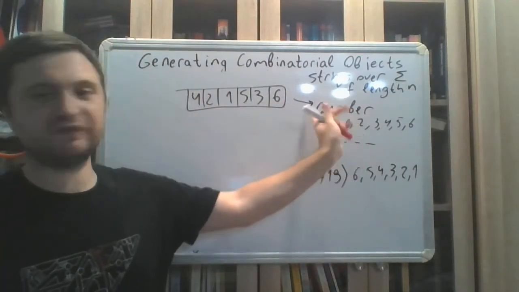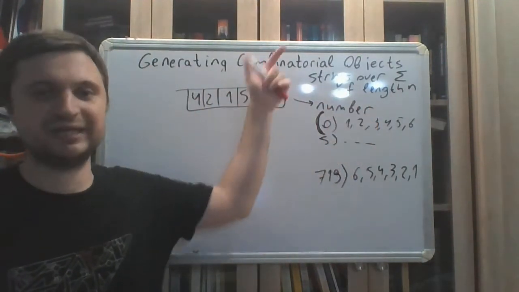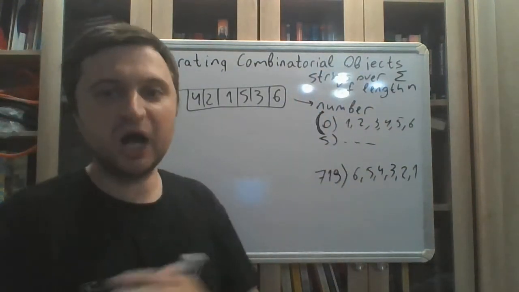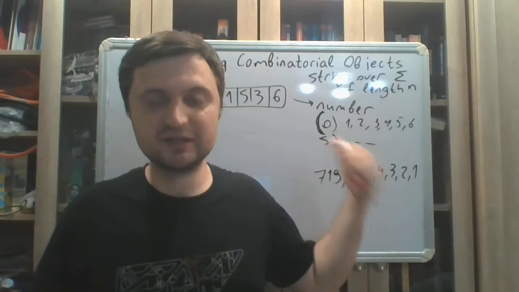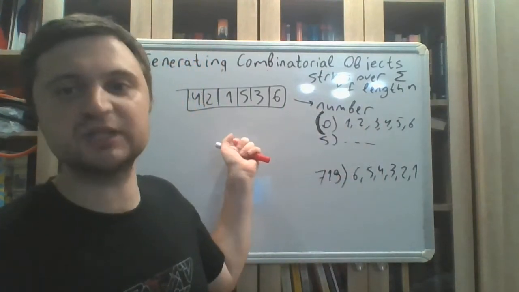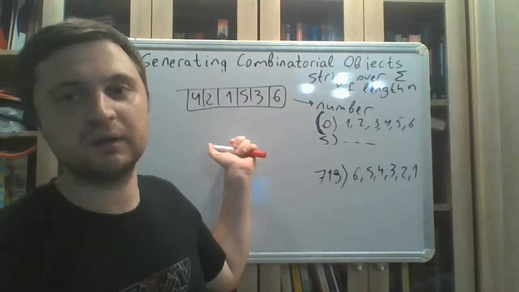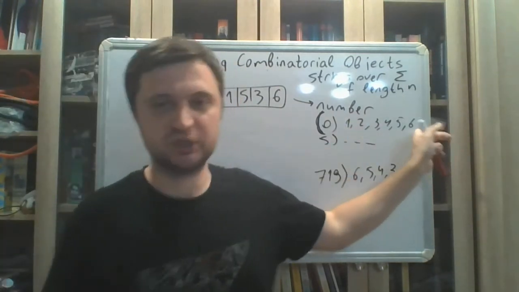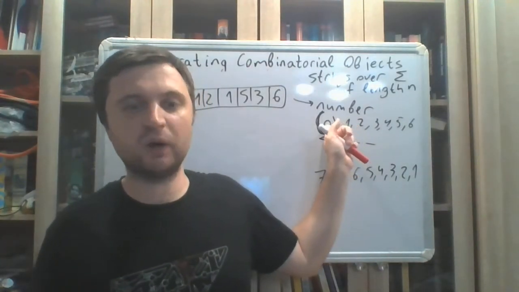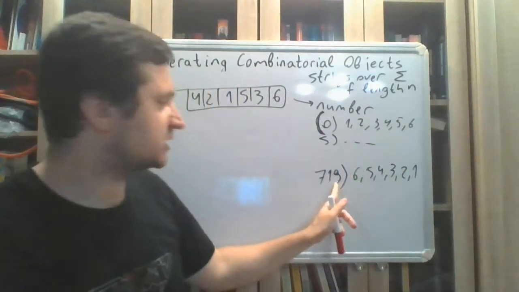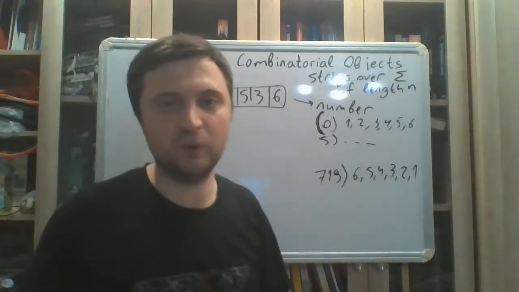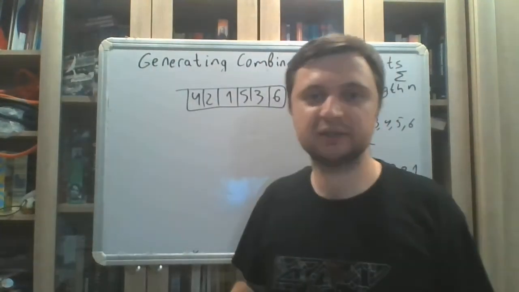So I will not be finding the index of this object among all the objects. I will be solving, according to this theorem, the other task. How many permutations are strictly smaller than ours? So for this permutation, there are 0 permutations that are smaller than ours, and for this permutation, there are 719 permutations that are smaller than ours. Let's solve this mathematical task.